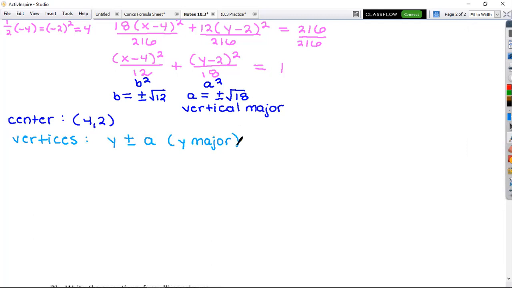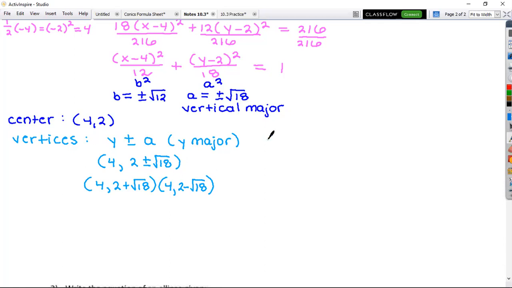All right, so my center, so I have 4, and then comma, I'm going to go 2 plus or minus the square root of 18. So this is going to be 4, and then 2 plus the square root of 18. And then 4, and then 2 minus the square root of 18. If you want to break it off like that. If you want to leave it all together, totally fine.